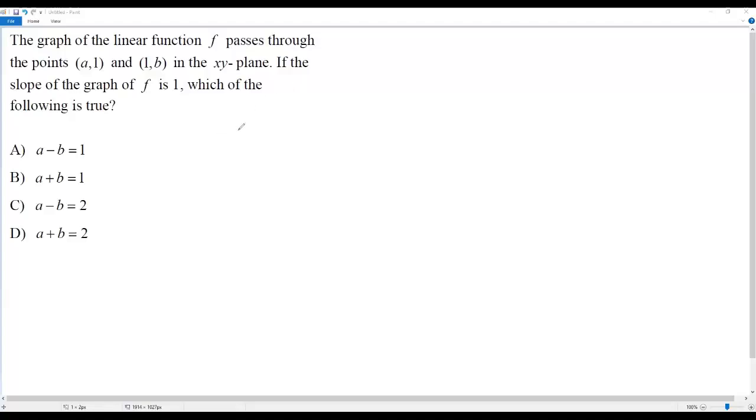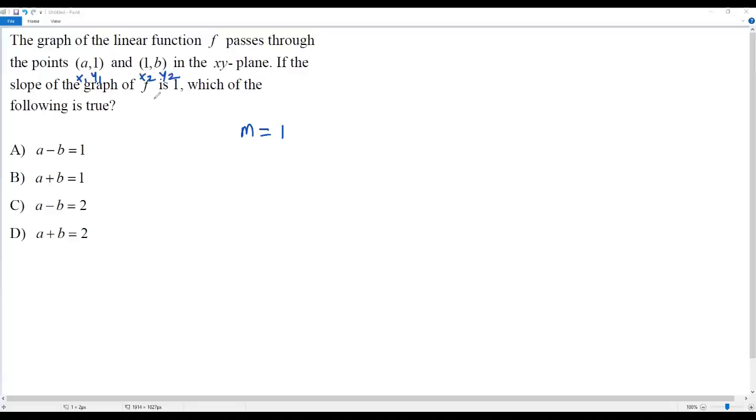Okay, the slope of the linear function f is given, that is 1. So usually we use the letter m to represent the slope. So here we have 2 points given through which the graph of the linear function f passes. So whenever we have 2 points through which a linear function passes, we have to consider the first point as (x1, y1), the second point as (x2, y2).